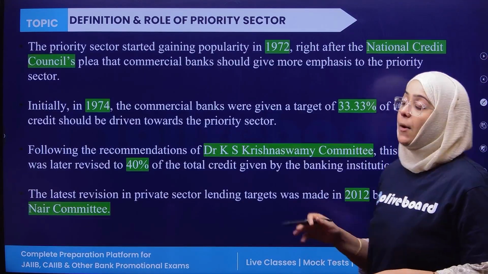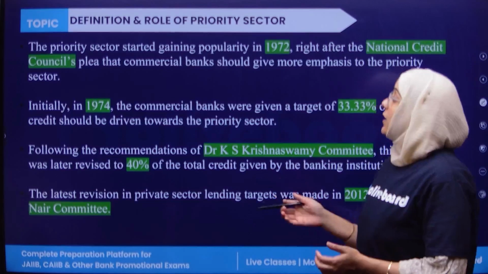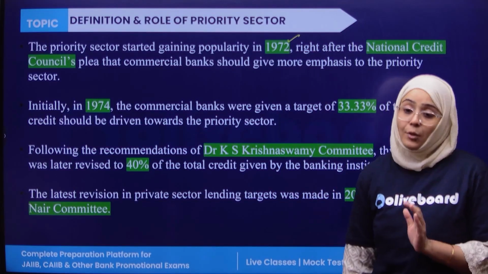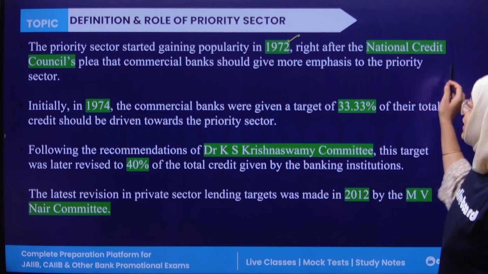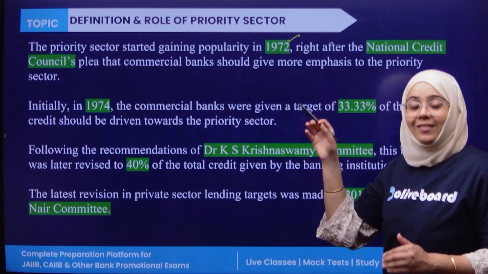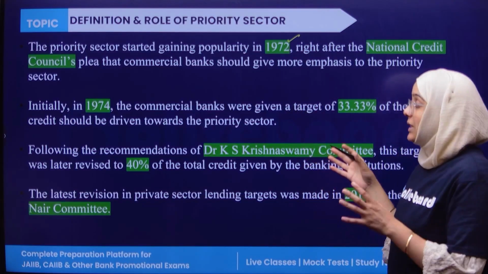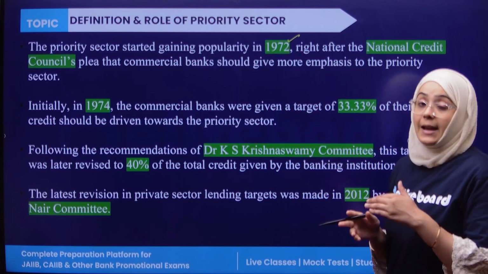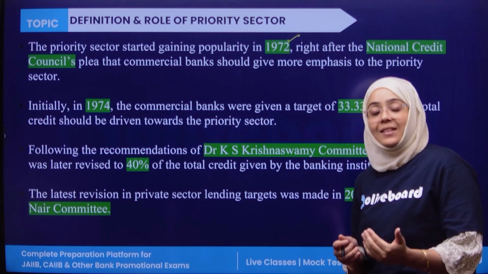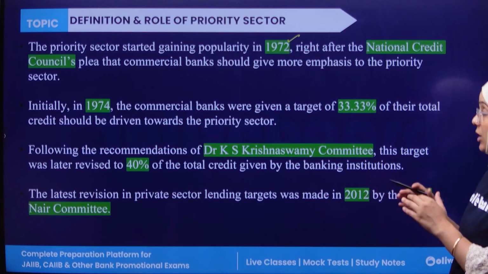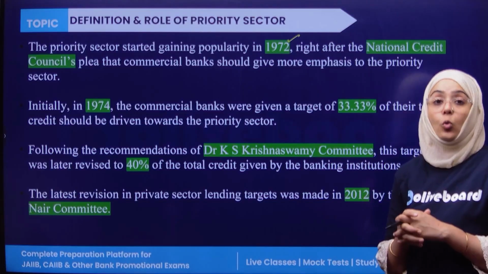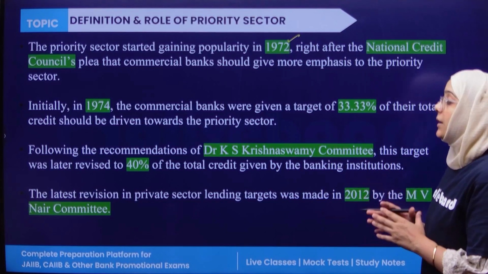Now, priority sector lending gained popularity in 1972, when the National Credit Council pleaded that commercial banks should give some part of their total deposit to this priority sector. In 1974, commercial banks were given a target at a very initial stage that they have to give at least 33.33% of their total credit to the priority sector.